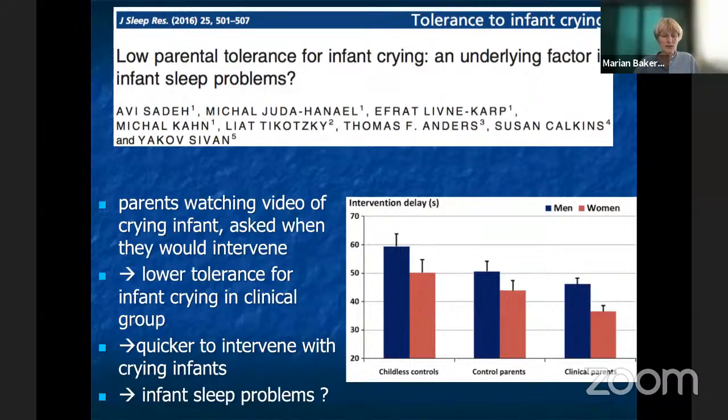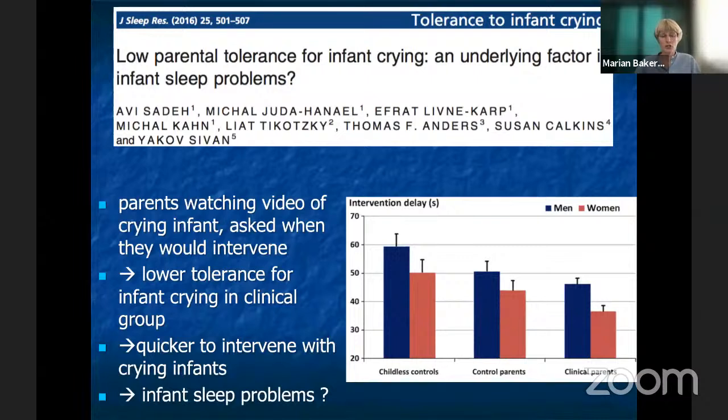So it's the same cry peak in frequency, but in duration, it is shorter when there's more close physical contact. Now, infant crying and sleep problems are linked, but little is known about the impact of parental responses to crying on infant sleep patterns. And in this Israeli study, married couples were divided into 3 groups. Parents of infants suffering from night waking problems, these are the clinical group. Parents of infants without sleep problems, and childless couples.